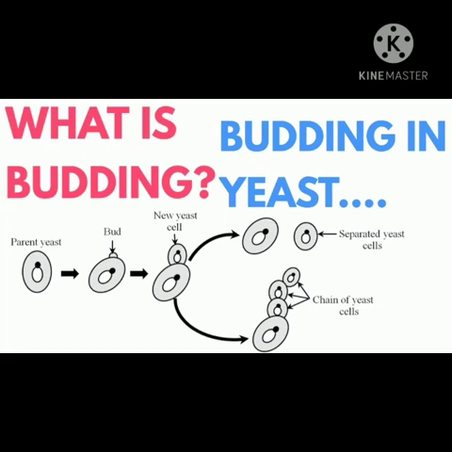In the end, the newly formed bud separates and grows into a new yeast cell, as you can see in the diagram. In this way, the process of budding repeats to form a chain of yeast cells. You can see the chain of yeast cells in the picture. So this is how yeast reproduce.